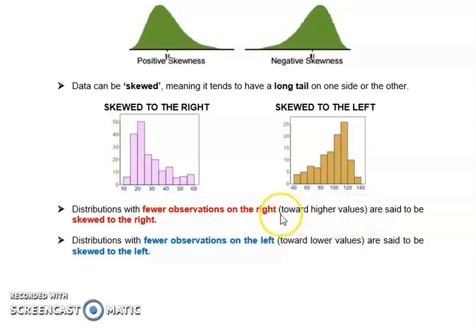Okay, in contrast, a distribution with fewer observations on the left. So here, there are fewer observations on the left, or towards lower values. Lower values, 100, 80, 60, 40, mean that distributions with fewer observations towards lower values are said to be skewed to the left.